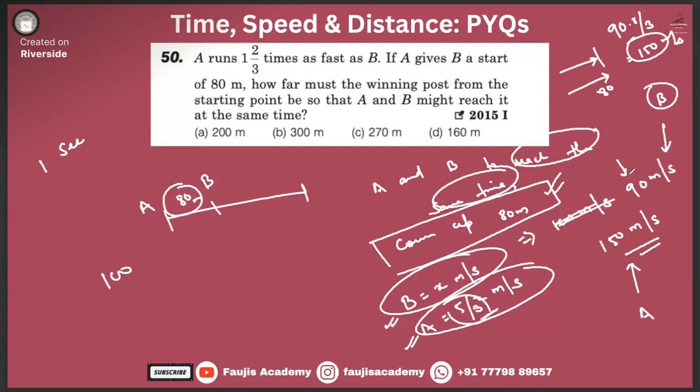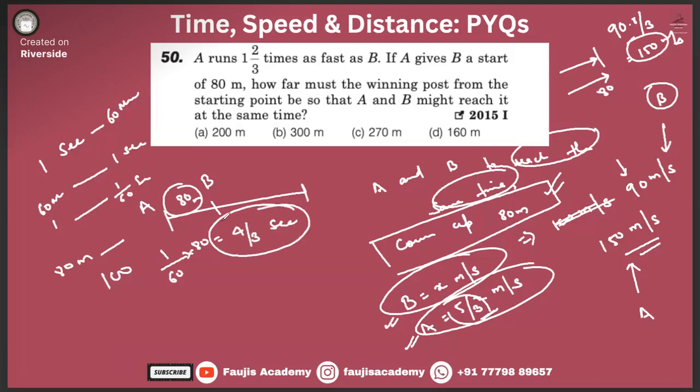Okay, sir. 90. So in 1 second, 60 meters of gap is being closed. So 1 meter of gap will be closed in 1 by 60 seconds, and 80 meters of gap will be closed in 1 by 60 into 80 seconds. That means 4 by 3 seconds. Right. 4 by 3 seconds, this gap will be closed.